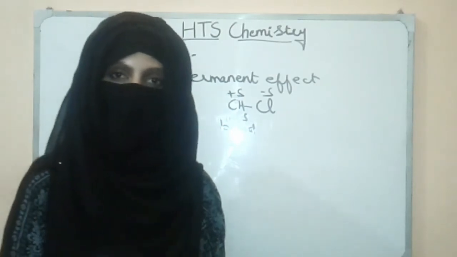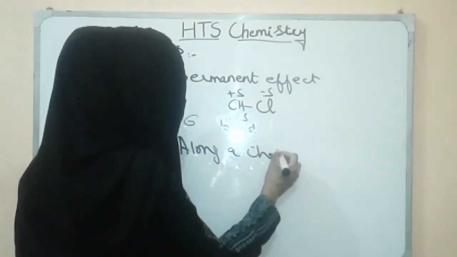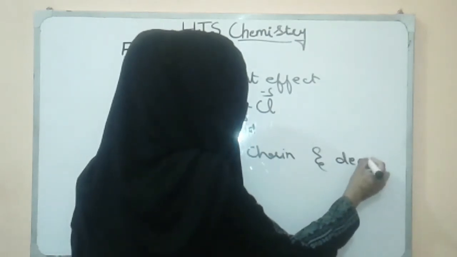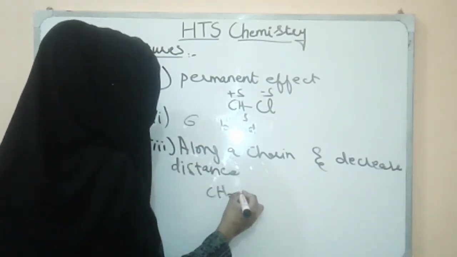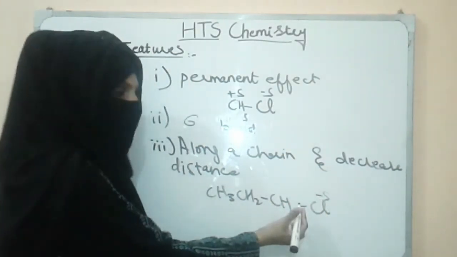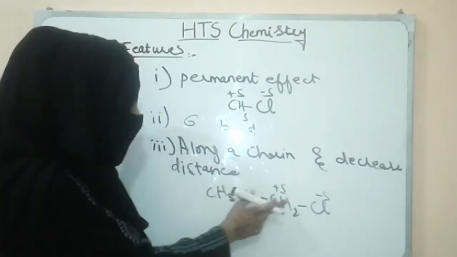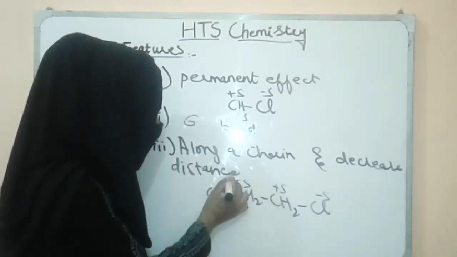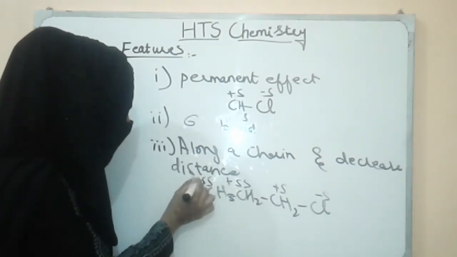Students, the next feature is that this effect is transmitted along a chain and it gradually decreases with distance. Let's take an example of propyl chloride. Students, in propyl chloride, this chlorine atom has a partial negative charge on it, due to which this carbon will get a partial positive charge. As we know that this carbon is electron deficient in nature, so it will attract the electron density from this carbon. So this carbon, which is very near to this carbon, will get a partial positive charge.